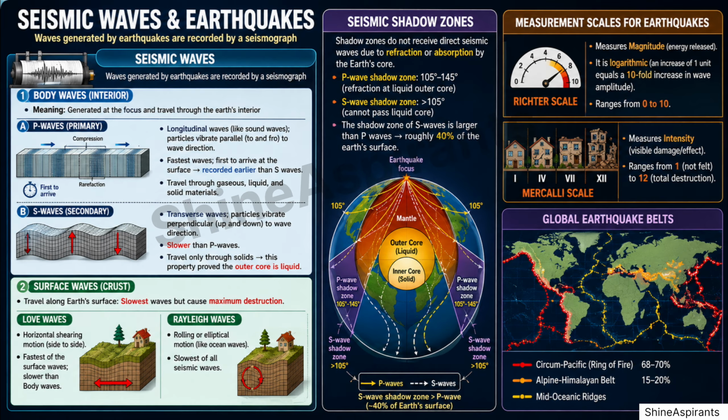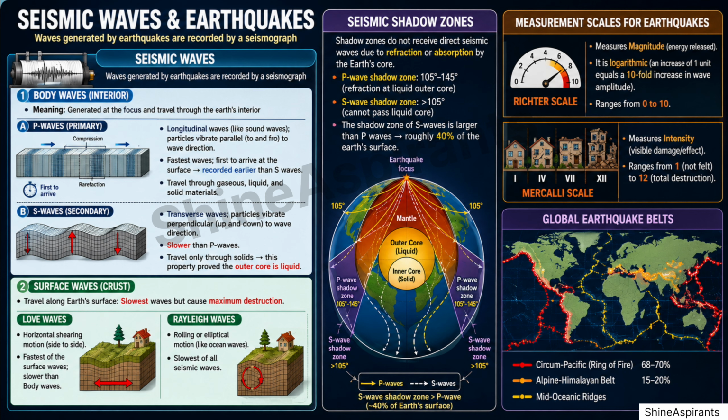Seismic shadow zones. Areas that do not receive direct seismic waves, due to refraction or absorption by Earth's core. P-wave shadow zone, 105 degrees to 145 degrees, refraction at the liquid outer core. S-wave shadow zone, beyond 105 degrees, S waves cannot pass through the liquid core at all. The shadow zone of S waves is larger than P waves, covering roughly 40% of Earth's surface.